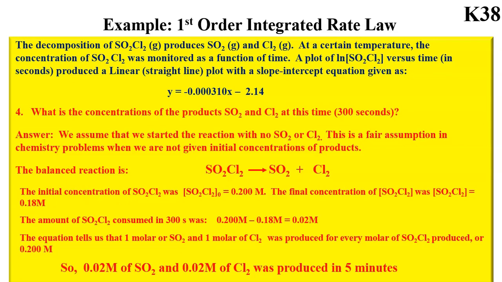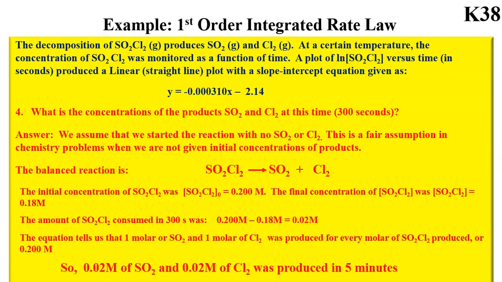So we look at the balanced reaction that we started with, and we notice that there's 1 mole of everything in this reaction. There's 1 mole of SO2Cl2, there's 1 mole of SO2, and there's 1 mole of Cl2. So think about what this means. It means for every mole of the reactant SO2Cl2 that we use up, we gain a mole of SO2 and we gain a mole of Cl2. It's a straight 1-to-1-to-1 relationship.